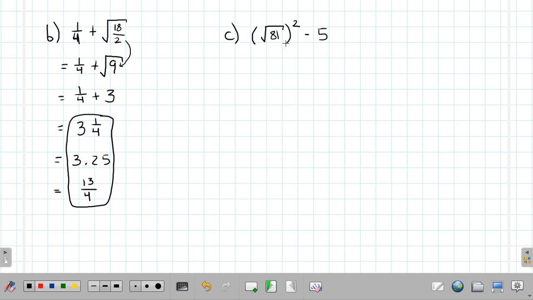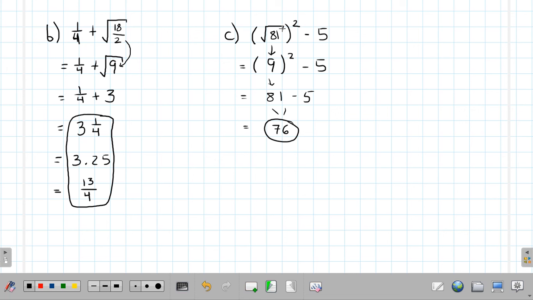So in this case, we've got parentheses. So first thing we need to do is inside the parentheses. Well, inside the parentheses is a square root. And the positive square root of 81 is positive 9. Okay. And now this works just like any other PEMDAS or order of operation questions. 9 squared is 81. 81 minus 5 is 76.